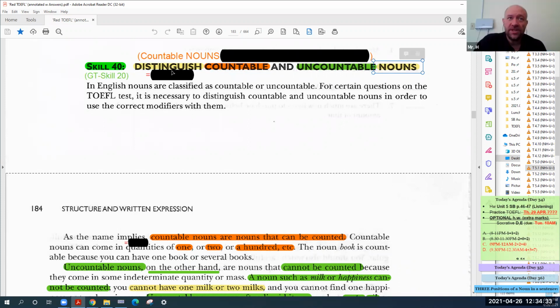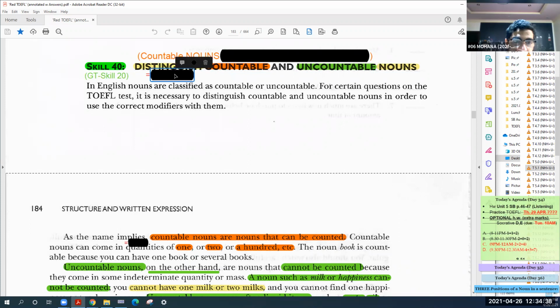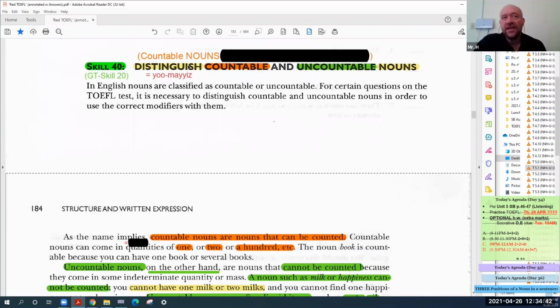What is the word distinguish? You know the meaning of distinguish? Yeah, يميز. There you go. Okay. Now, what is a countable noun? Countable noun, we can add S, more than one.